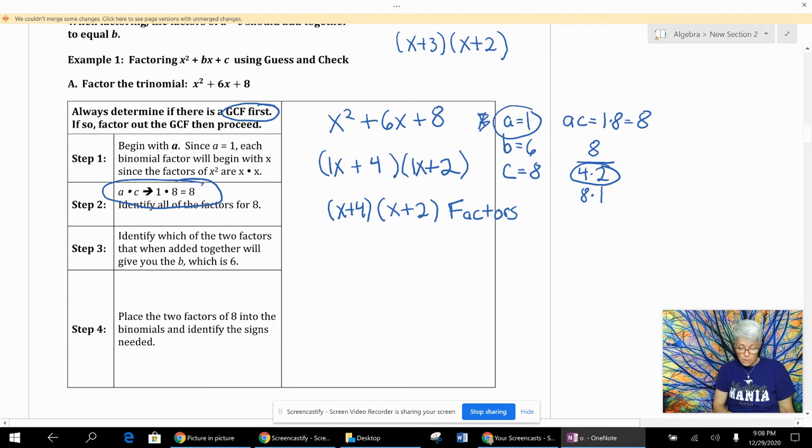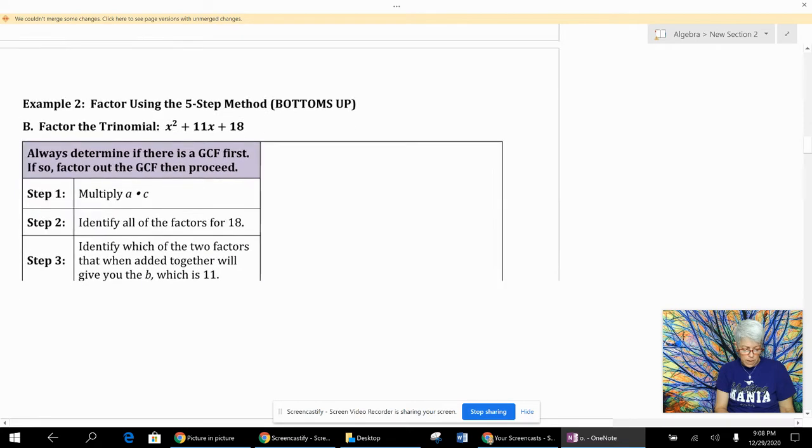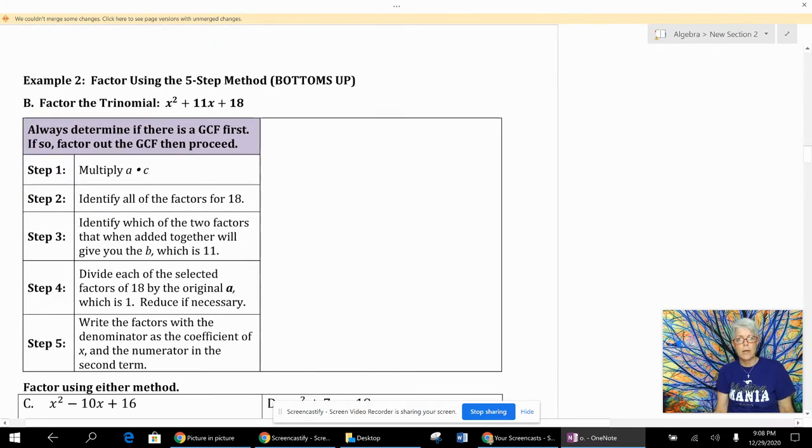Now, we're going to go ahead and look at the bottoms up method. I didn't learn this until recently. It's a great method. When these numbers get harder, it makes this so much easier. So again, I'm going to write out my equation, x squared plus 11x plus 18. I'm going to tell myself what A is, what B is, and what C is.